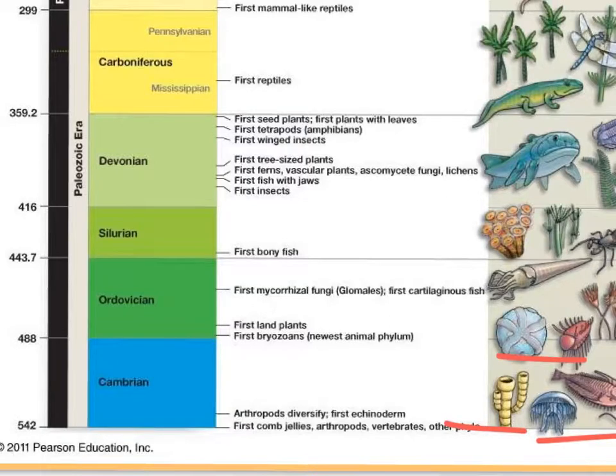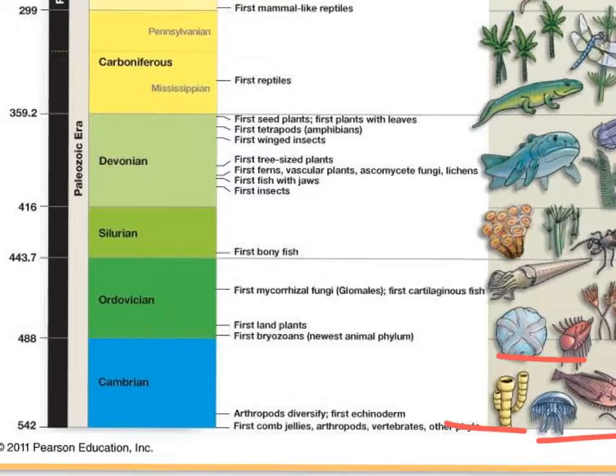Now, the first land plants show up just after the Cambrian, and the Cambrian was called an explosion because all of a sudden there was an explosion of multicellular animals. So the first land plants started showing up between the Cambrian and Ordovician, and you can see this in the geologic layers of rock. First land plants.